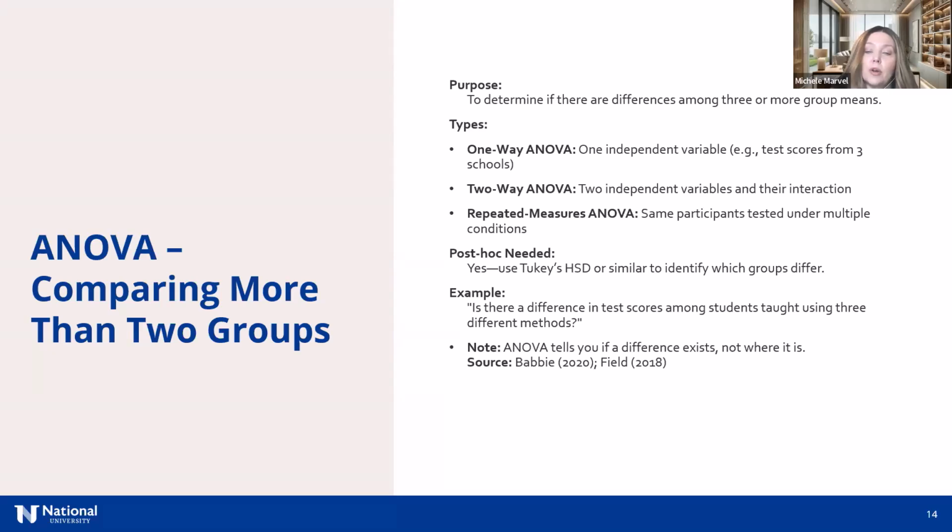A repeated measures ANOVA is used when the same participants are tested under different conditions or across multiple time points. And a significant ANOVA result tells you that at least one group differs, but it doesn't tell you which one. And then you might have some post hoc tests that need to be completed.